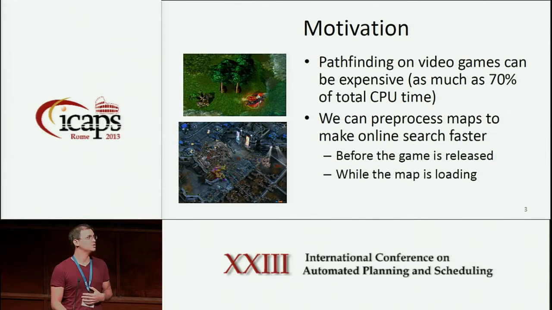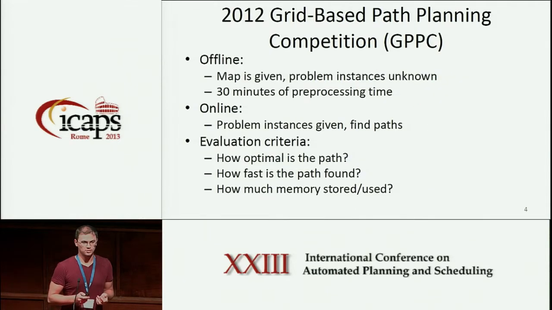So this kind of formulation for pathfinding is used very often in video games for pathfinding for agents. And it can be an expensive process, especially if you want to do it optimally. So basically, there is often time to pre-process the maps so that the search online is much faster. We can do it before a game is released or while a map is loading. So last year, there was a competition whose subject was this, and I want to give the details of the competition here rather than in the experimental results because I think it highlights our design goals well.